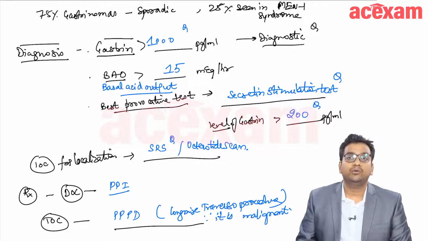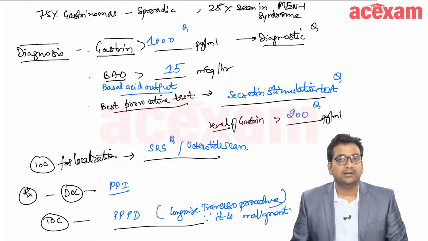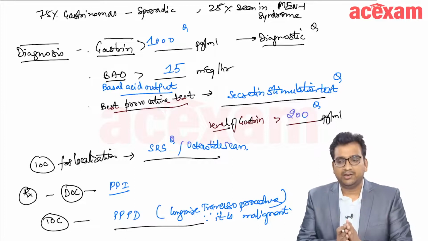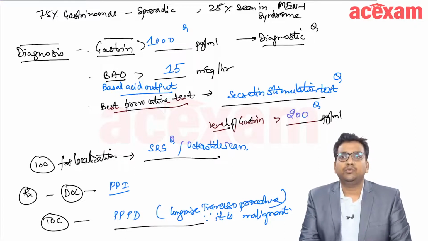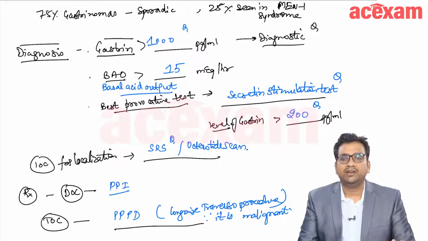That is why we will have to go for surgery. This we will be able to understand. If I want to remember only 3 to 4 points, I will first remember Pasaro's triangle.